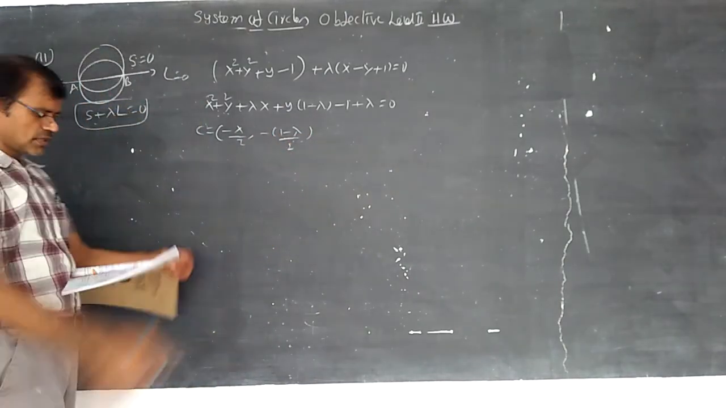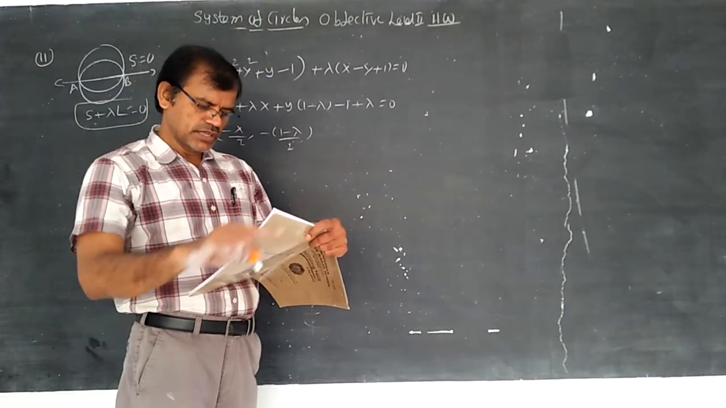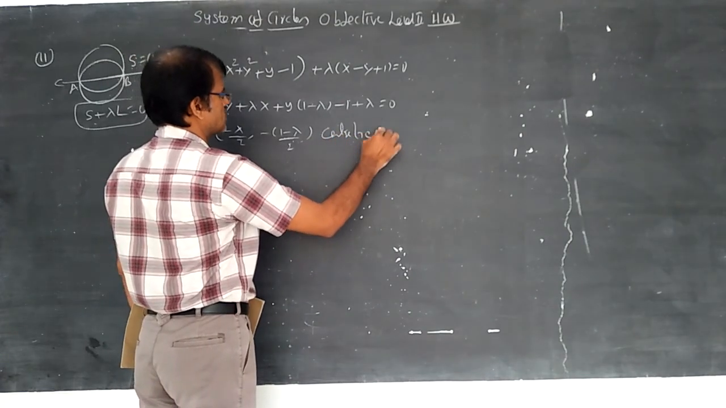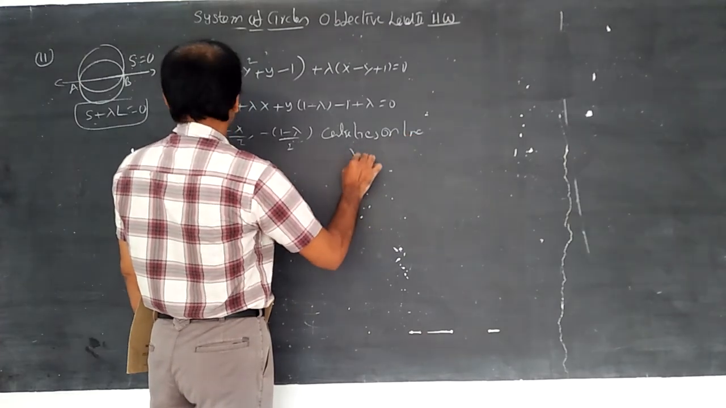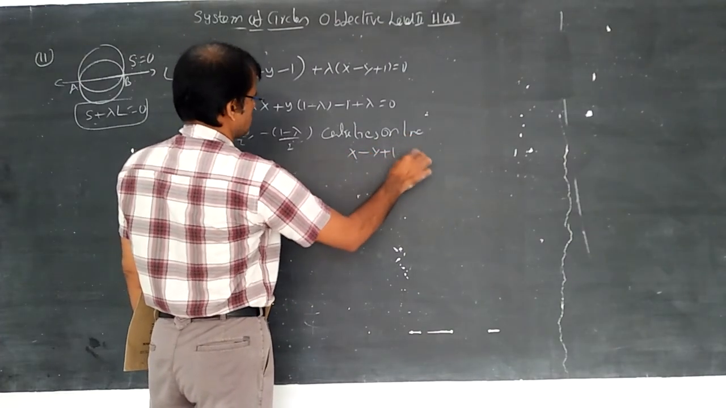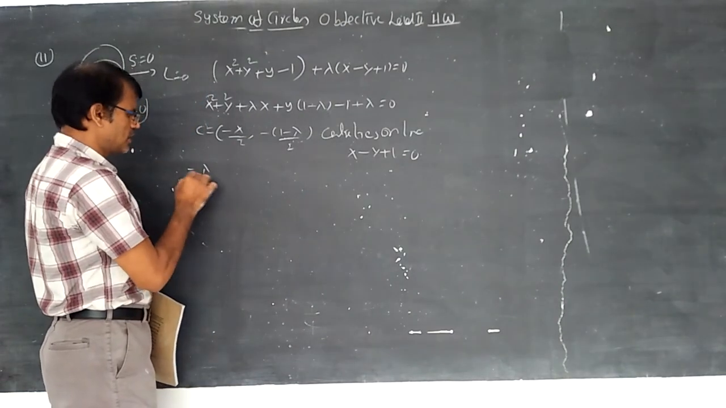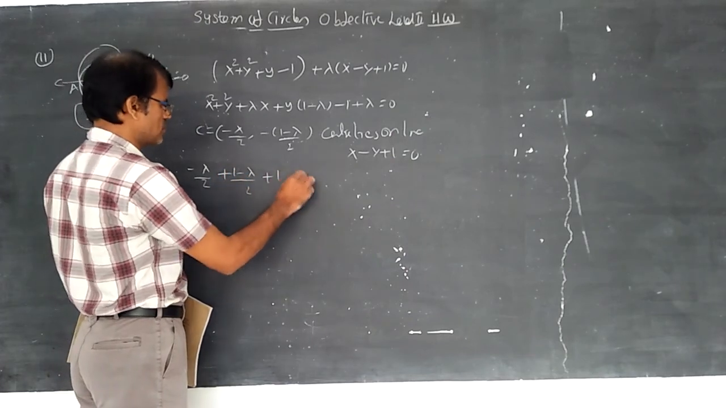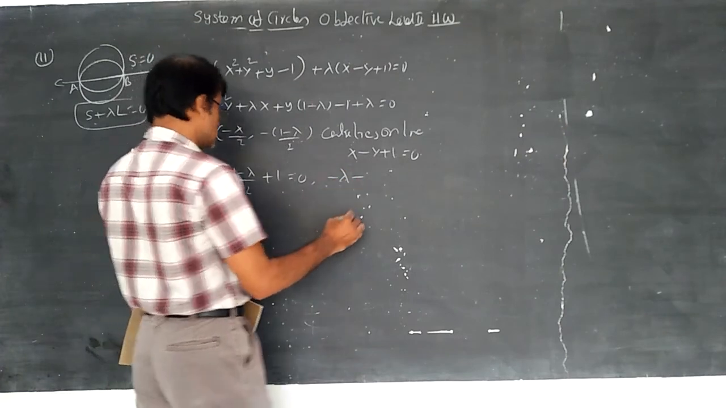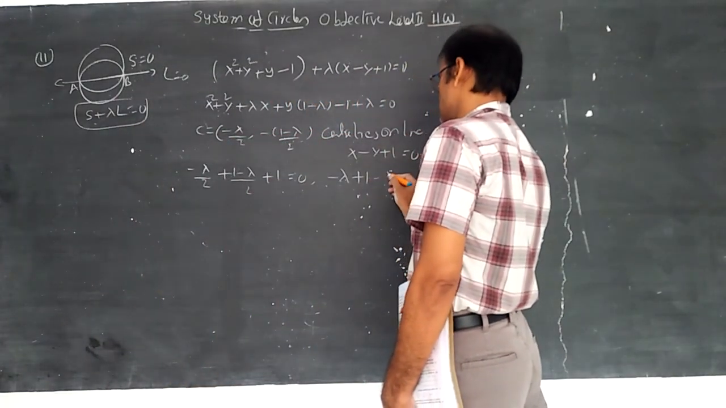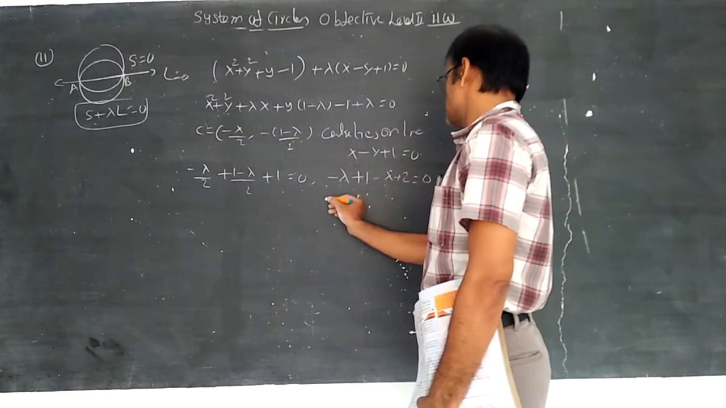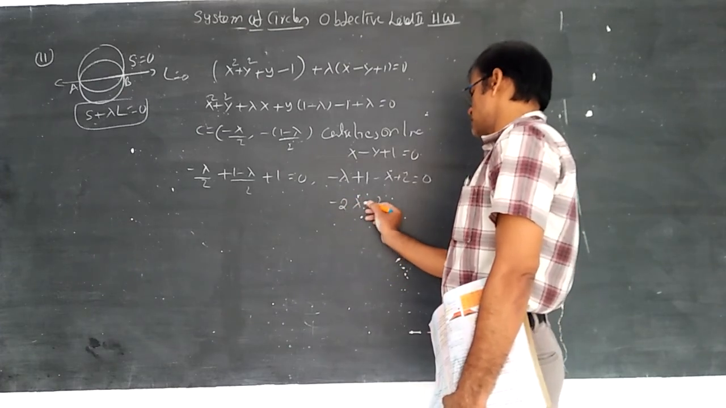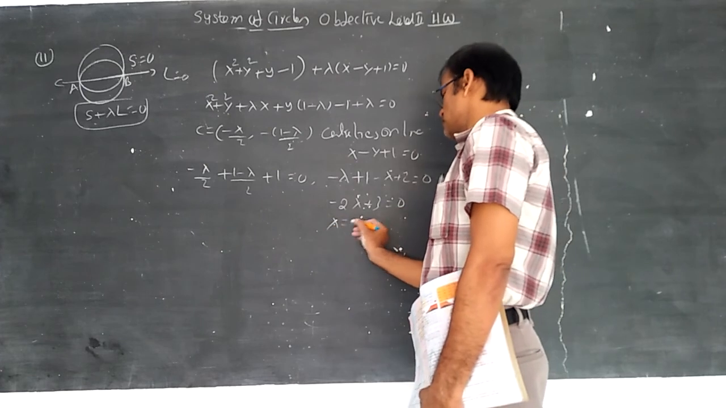This center lies on the line AB, whose equation is x minus y plus 1 equal to 0. Substitute here minus lambda by 2, minus, plus 1 minus lambda by 2 plus 1 equal to 0. Take an LCM: minus lambda plus 1 minus lambda plus 2 equal to 0. So minus 2 lambda plus 3 equal to 0. So lambda is equal to 3 by 2.